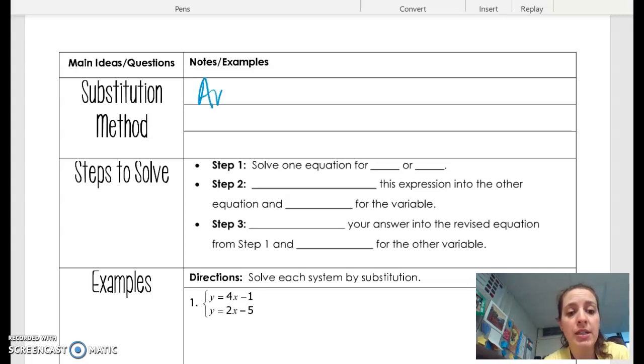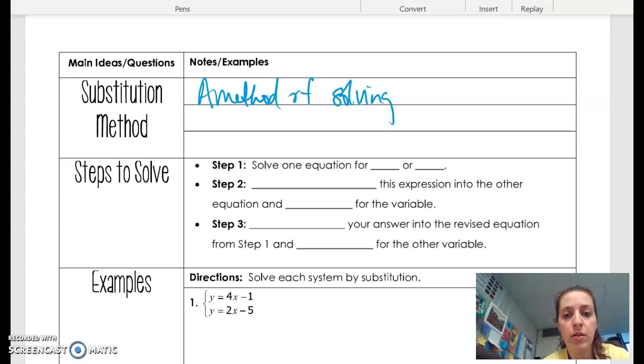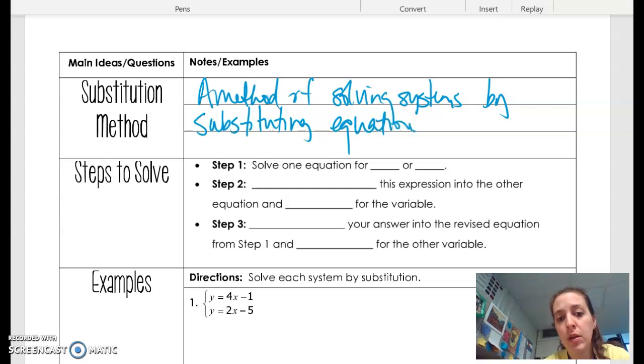So substitution is a method of solving systems by substituting, I know, great use of words, right? By substituting the equations within, so kind of we're still using both of them, but within another.